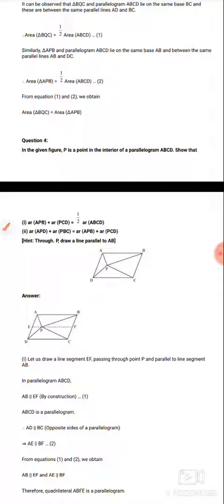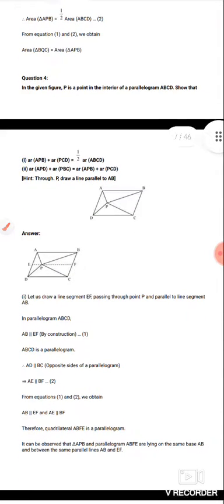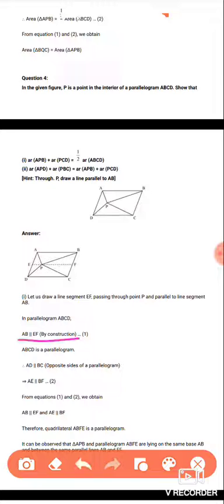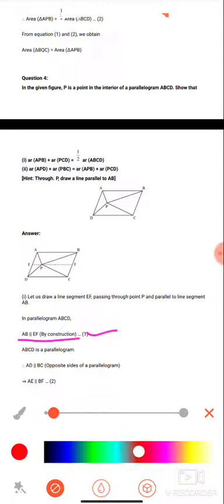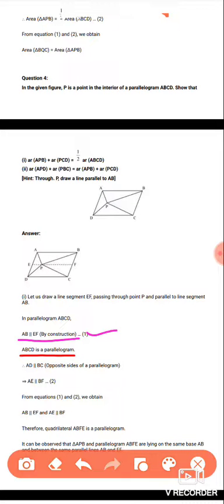Now for the first question, let us draw a line segment EF passing through point P and parallel to line segment AB. First question you will prove this. Now in parallelogram ABCD, AB is parallel to EF by construction. Then ABCD is a parallelogram, that you know.